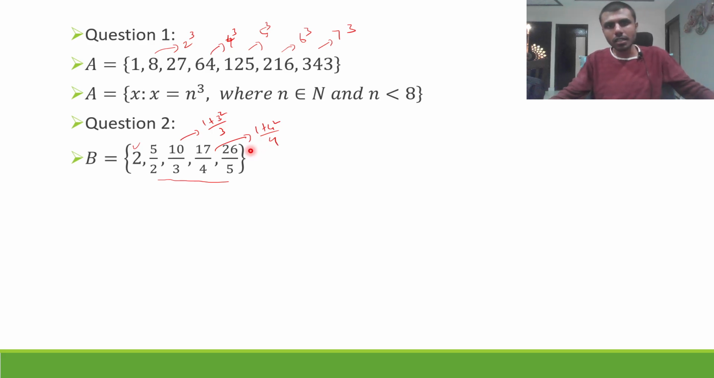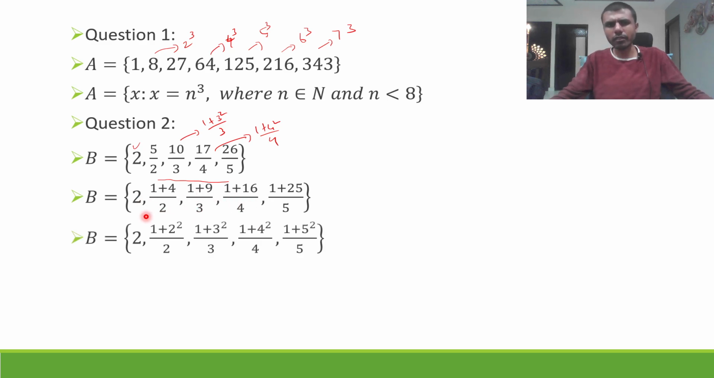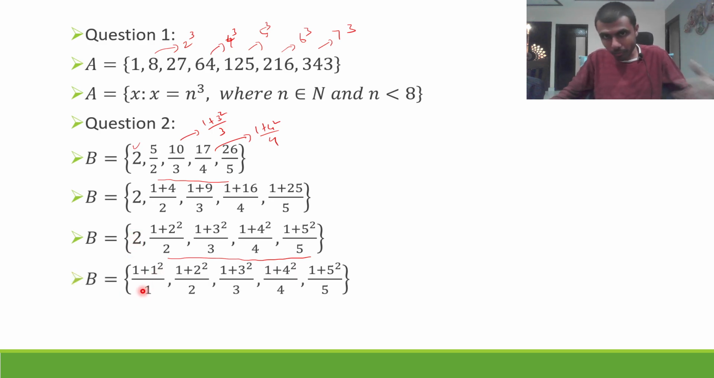So you are getting it right. So I can write this as 1 plus 4 by 2, 1 plus 9 by 3, and again 1 plus 2 square by 2. Now based on this pattern, the first one can be written as 1 plus 1 square by 1.